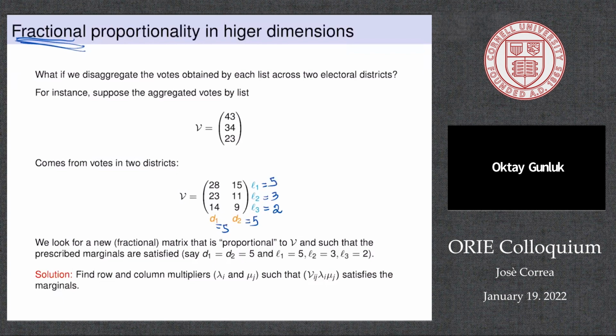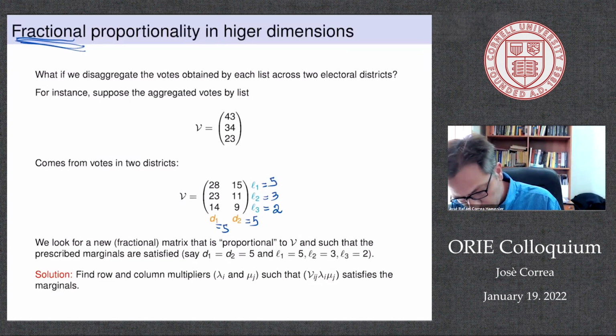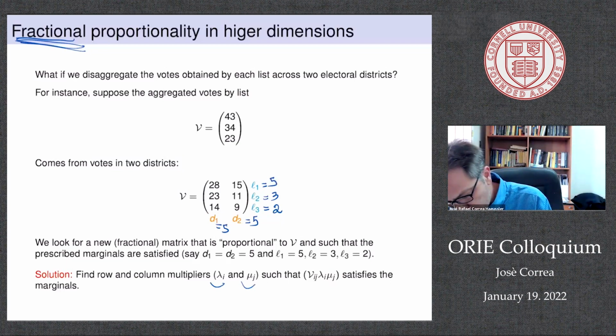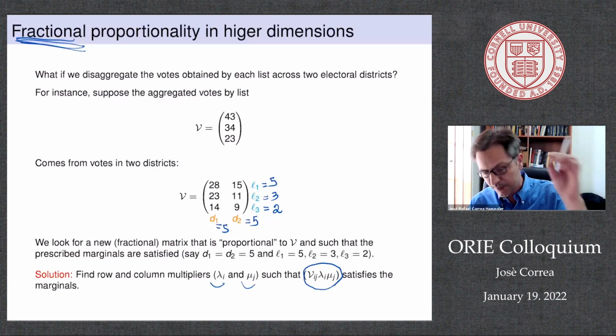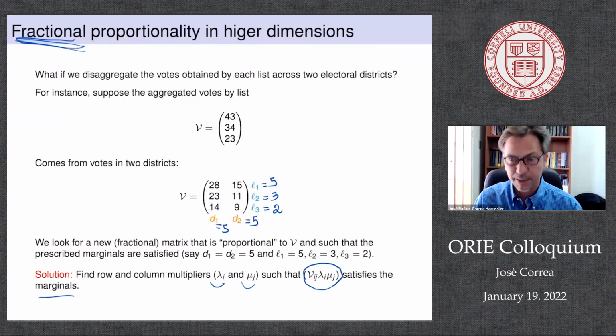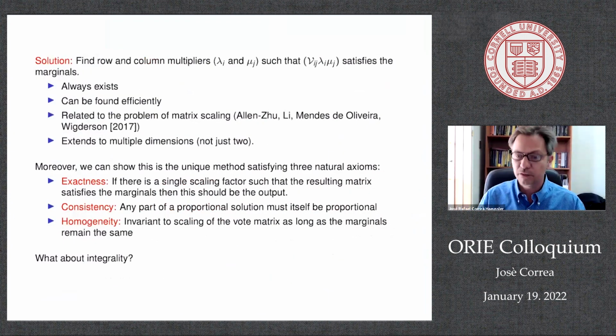So we're looking for this matrix, and the solution method is to find multipliers, lambda i's and mu j's, row and column multipliers, such that your new matrix, which is going to be the vote matrix times the multipliers, so the entry ij is going to be Vij times lambda i times mu j, satisfies the margins. This is what you want. Cool. And this is actually a relatively well-established solution concept for proportionality of matrices. It's nice that it always exists. It can be found efficiently.